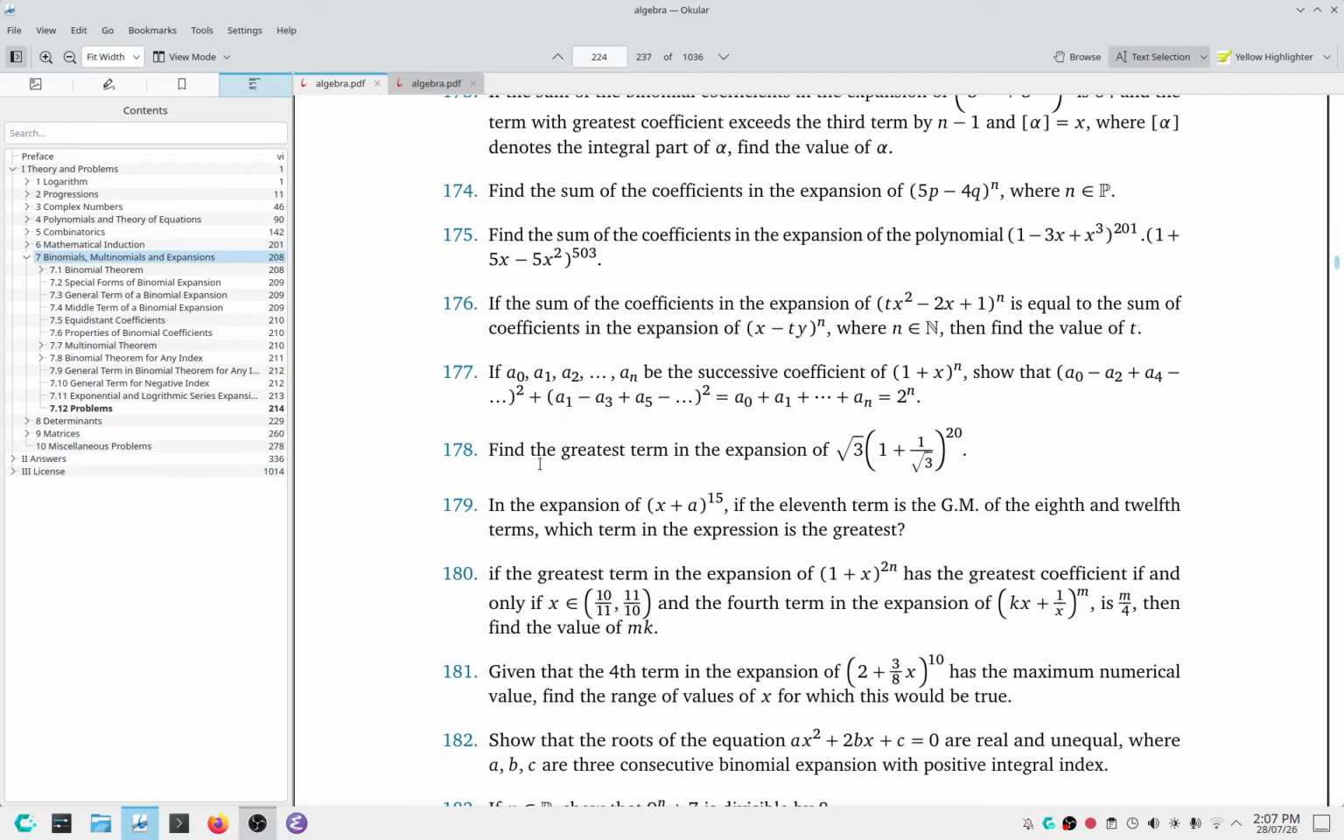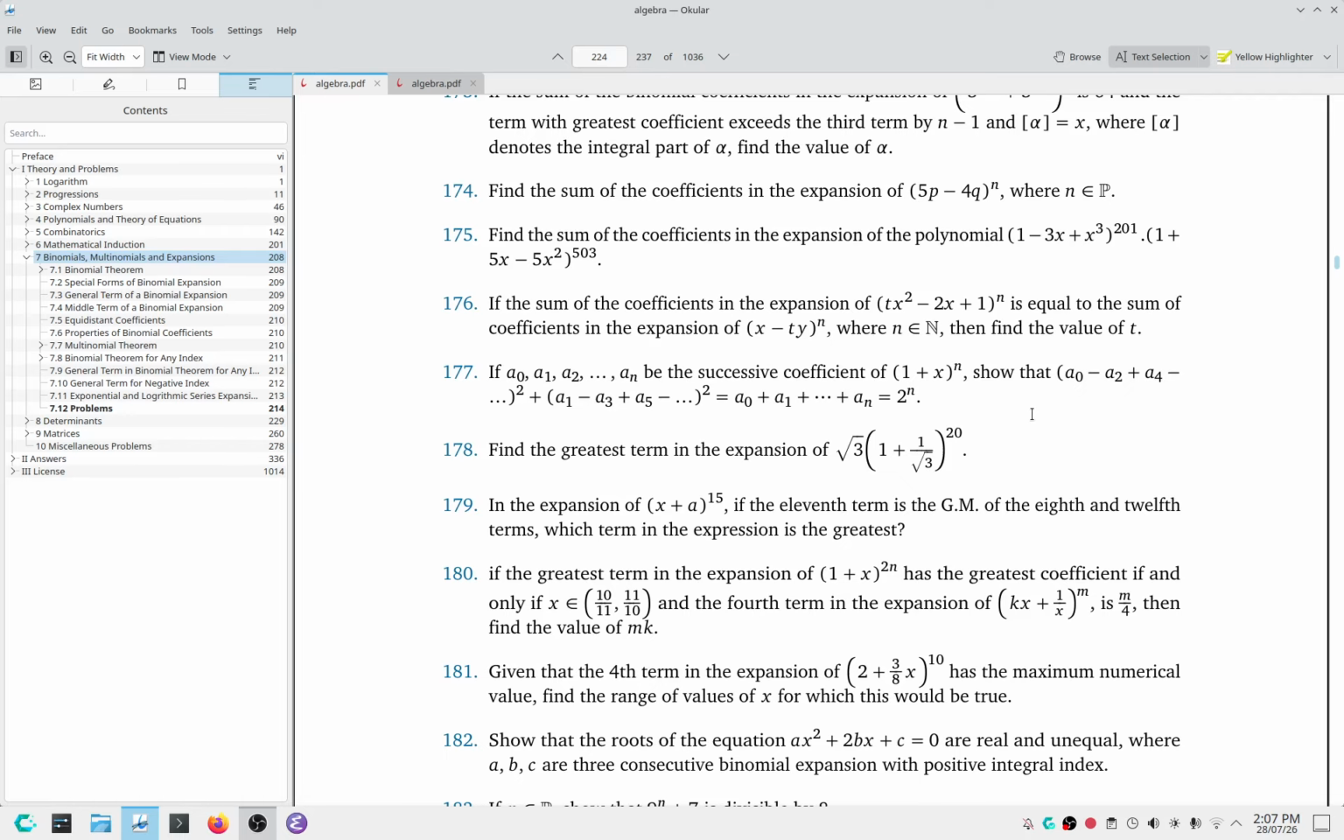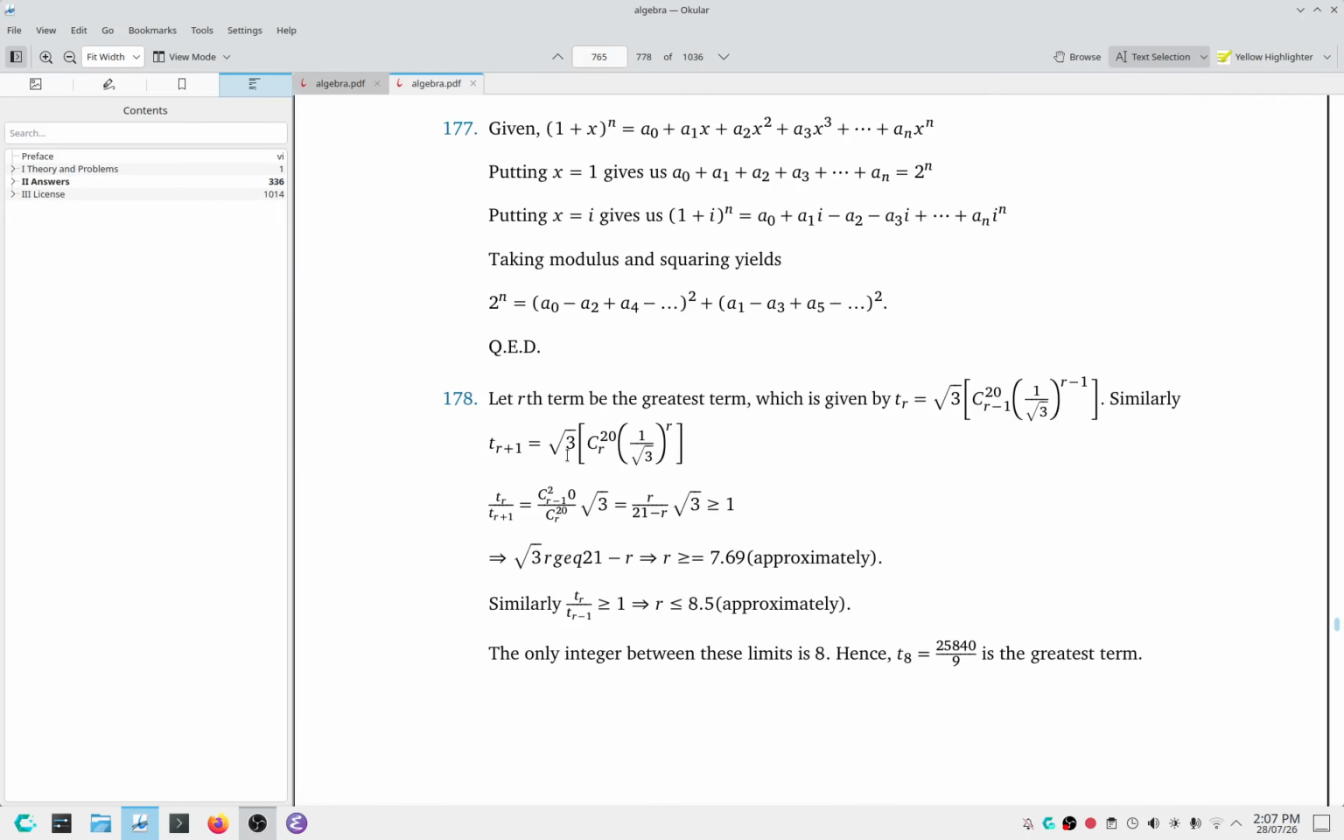Question 178 says find the greatest term in the expansion of (√3 (1 + 1/√3))^20. We let the rth term be the greatest term, which is given by Tr equal to √3 times 20C(r-1) times (1/√3)^(r-1). Similarly, T(r+1) is √3 times 20Cr times (1/√3)^r. Now it is the greatest term, so Tr upon T(r+1) will be greater than or equal to 1. So r upon (21 - r) times √3 will be greater than or equal to 1. So √3 r will be, there is a backslash missing, greater than or equal to 21 minus r.